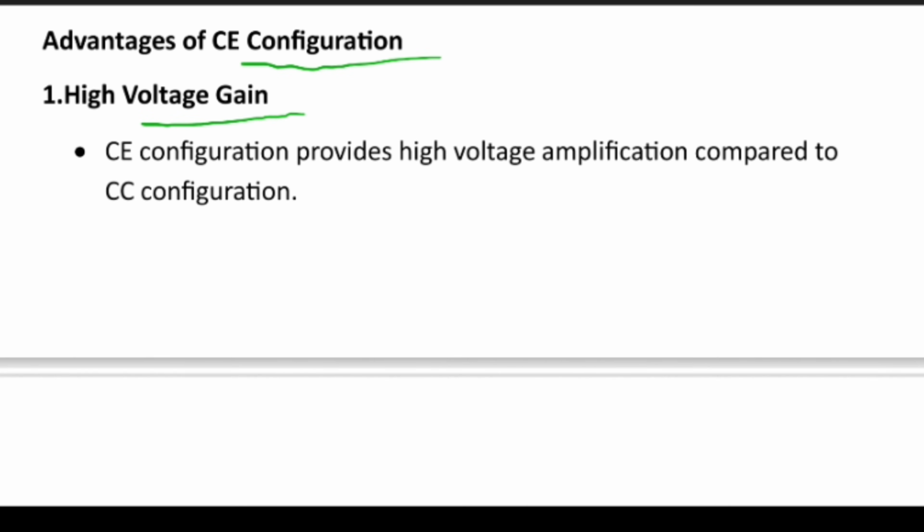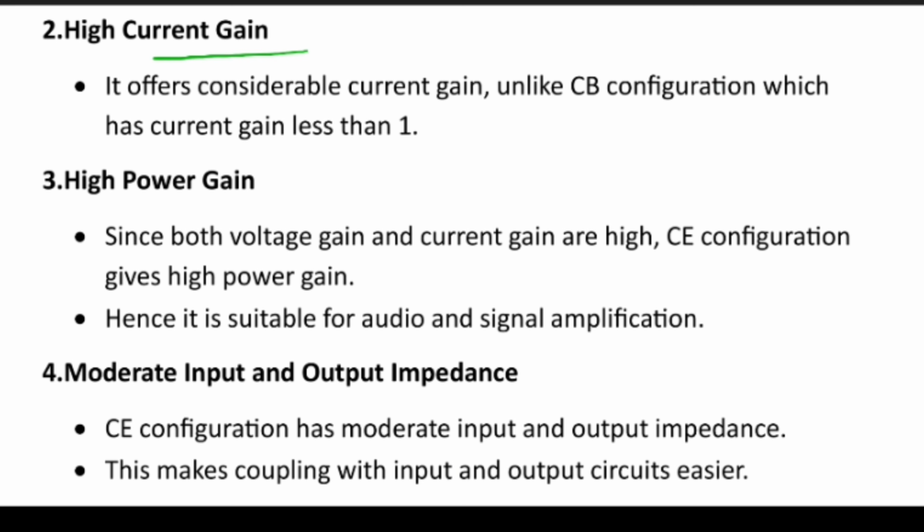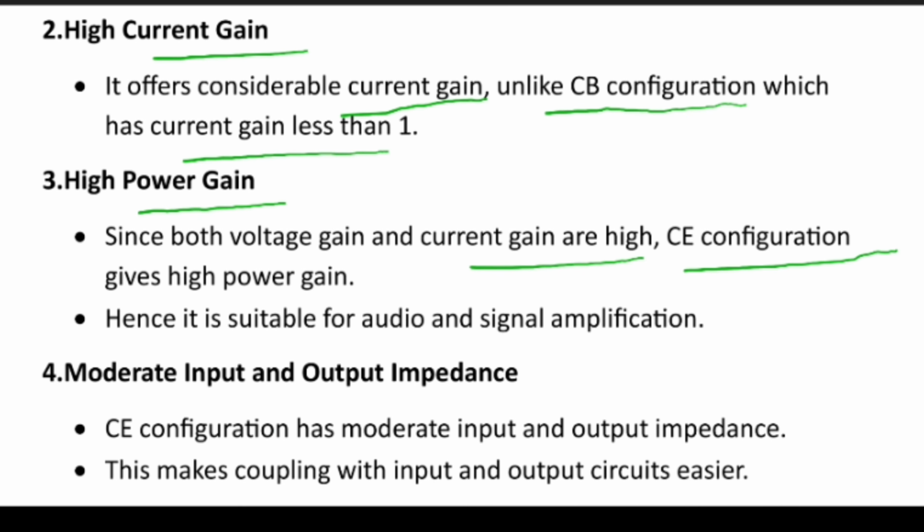First, high voltage gain: the common emitter configuration provides high voltage amplification compared to the common collector configuration. High current gain: it offers a considerable current gain, unlike the common base configuration, whose current gain is less than 1. Same way, high power gain: both voltage gain and current gain are high, so it gives a high power gain. So it is suitable for audio and signal amplification.